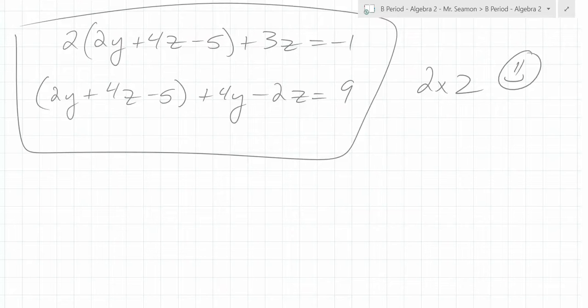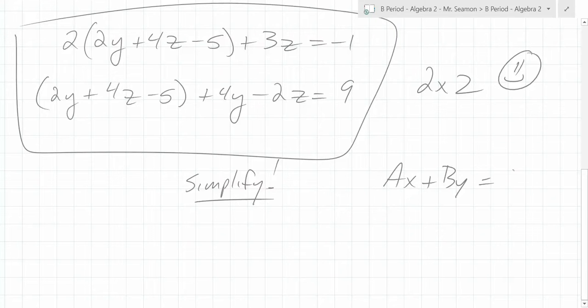Well, what are we doing? Why are we distributing? Why? We're simplifying. Our goal would be really nice equations that look like this: ax plus by equals c. It'd be nice to combine everything with y's with combining like terms and x's and having a constant all on the other side.